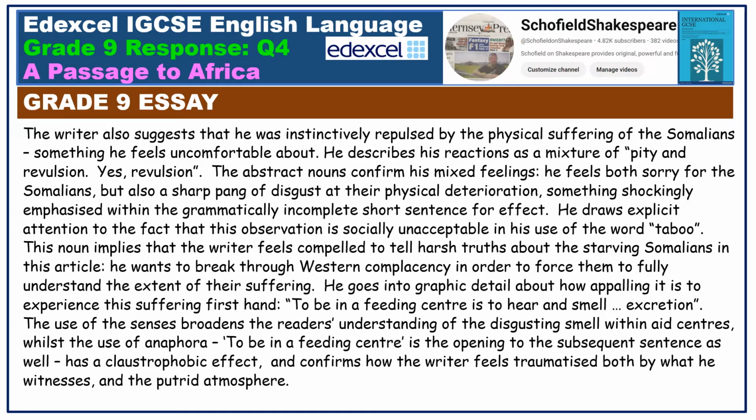To be in a feeding centre is to hear and smell excretion. The use of the senses broadens the reader's understanding of the disgusting smell within aid centres, whilst the use of anaphora, to be in a feeding centre, is the opening to the subsequent sentence as well, has a claustrophobic effect and confirms how the writer feels traumatised both by what he witnesses and the putrid atmosphere.